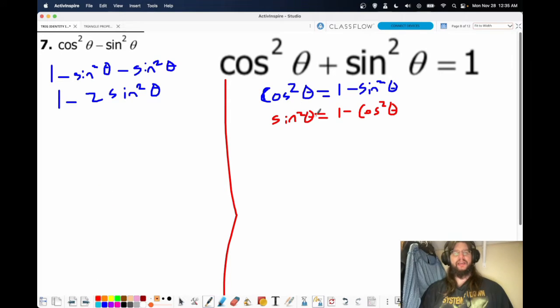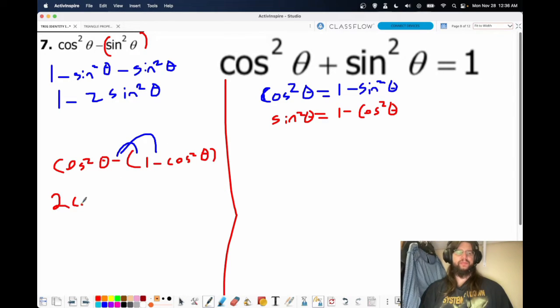What happens if I replace sine squared theta with 1 minus cosine squared theta? Okay, this is being subtracted, so let's make sure we consider that in parentheses. This is the same problem using this part of the identity. So it's not a new problem. It's completely restarting. Cosine squared theta minus 1 minus cosine squared theta. I think you can do the distributive property. That's going to be a negative 1. That's going to be a positive cosine. That's going to be 2 cosine, because it's cosine squared, plus cosine squared minus 1.